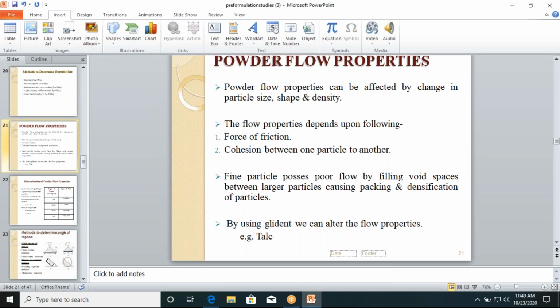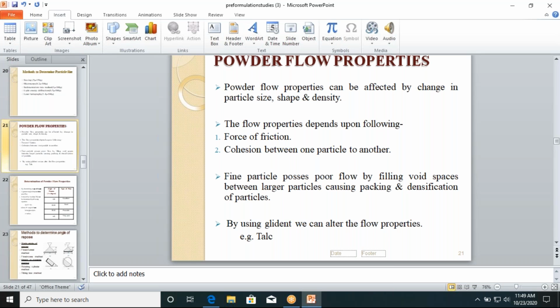And powder flow property, again, will be affected by change in particle size, shape, and density. Once the particle size of the drug or the shape of the drug or even the density of the drug is changed, it will again alter the flow property of the powder. The flow property will also depend upon the force of friction between the particles and cohesion between the particles, from one particle to another. So this will determine the flow property of the particle.